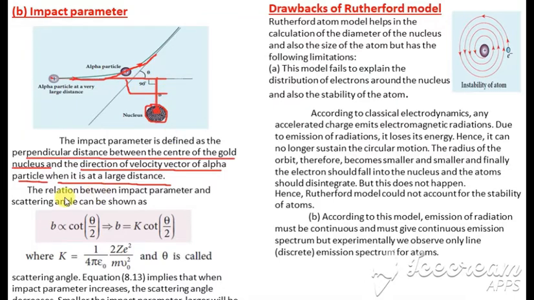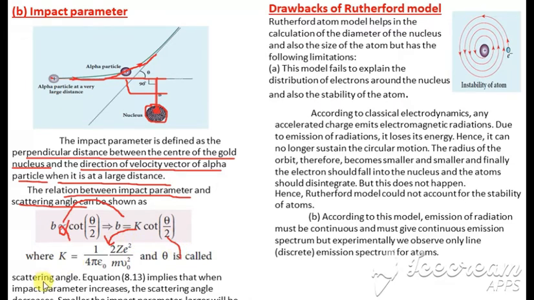The relation between impact parameter and scattering angle is given by b proportional to cot theta by 2. To remove this proportionality we introduce a constant k, and we substitute k as 1 by 4 pi epsilon naught, 2 Z e square divided by m v naught square, and theta is the scattering angle.